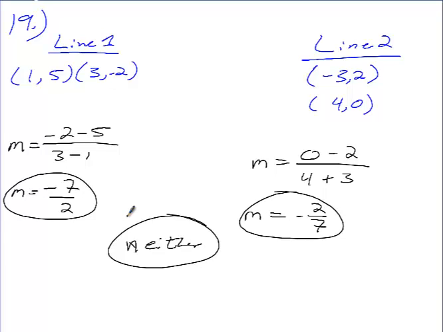Right? So you ask yourself, if they're parallel, the slopes have to be the same. So do I have that? Are the slopes the same? No, so parallel is out. If they're perpendicular, the slopes are opposite reciprocals. Do I have that? No, so we throw that out. So the only option left is neither.